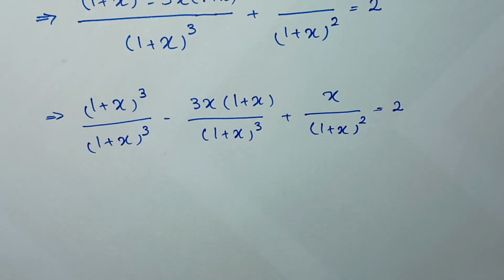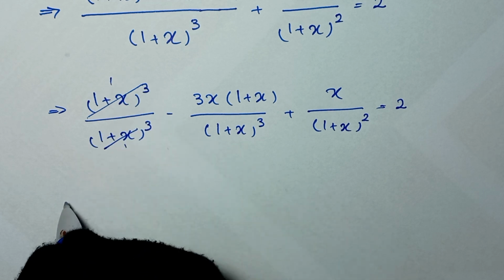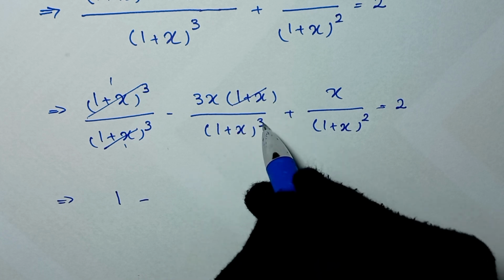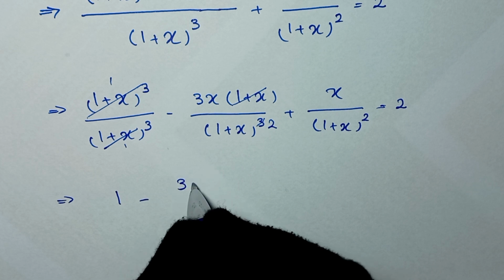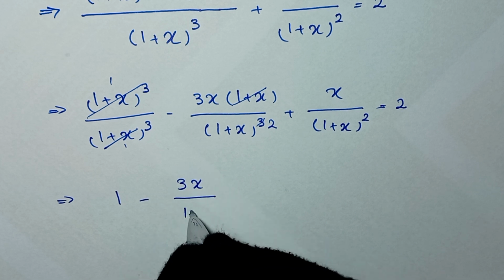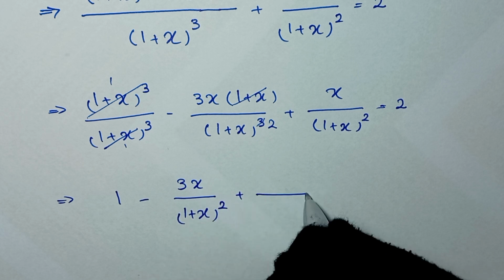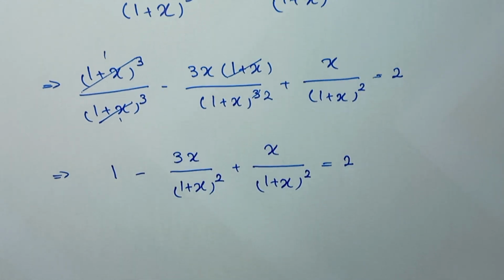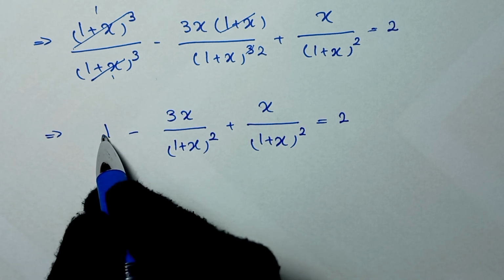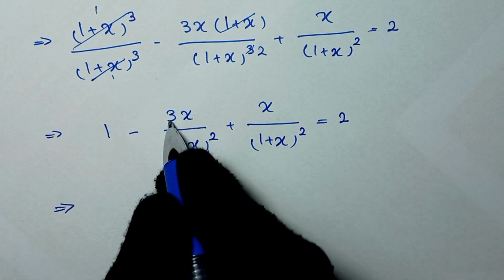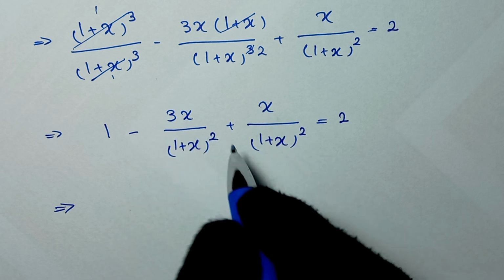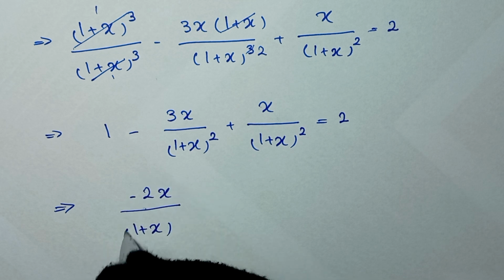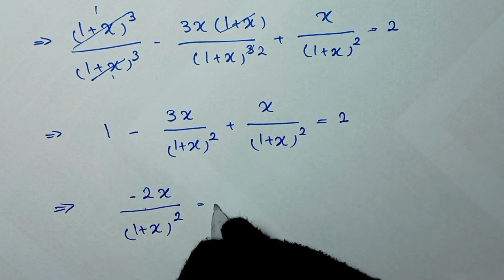Here, this will cancel this by 1, so we have 1 minus (1 plus x) over (1 plus x) to the power of 2. This will cancel this power of 3 by 2, so we have 3x over (1 plus x) to the power of 2 plus x over (1 plus x) to the power of 2 is equal to 2. And here, we take this one to this side, and it will be negative 3x plus x. Here we have a common denominator, right? So negative 3x plus x will be negative 2x over (1 plus x) to the power of 2 is equal to 2 minus this 1, it will be 1.